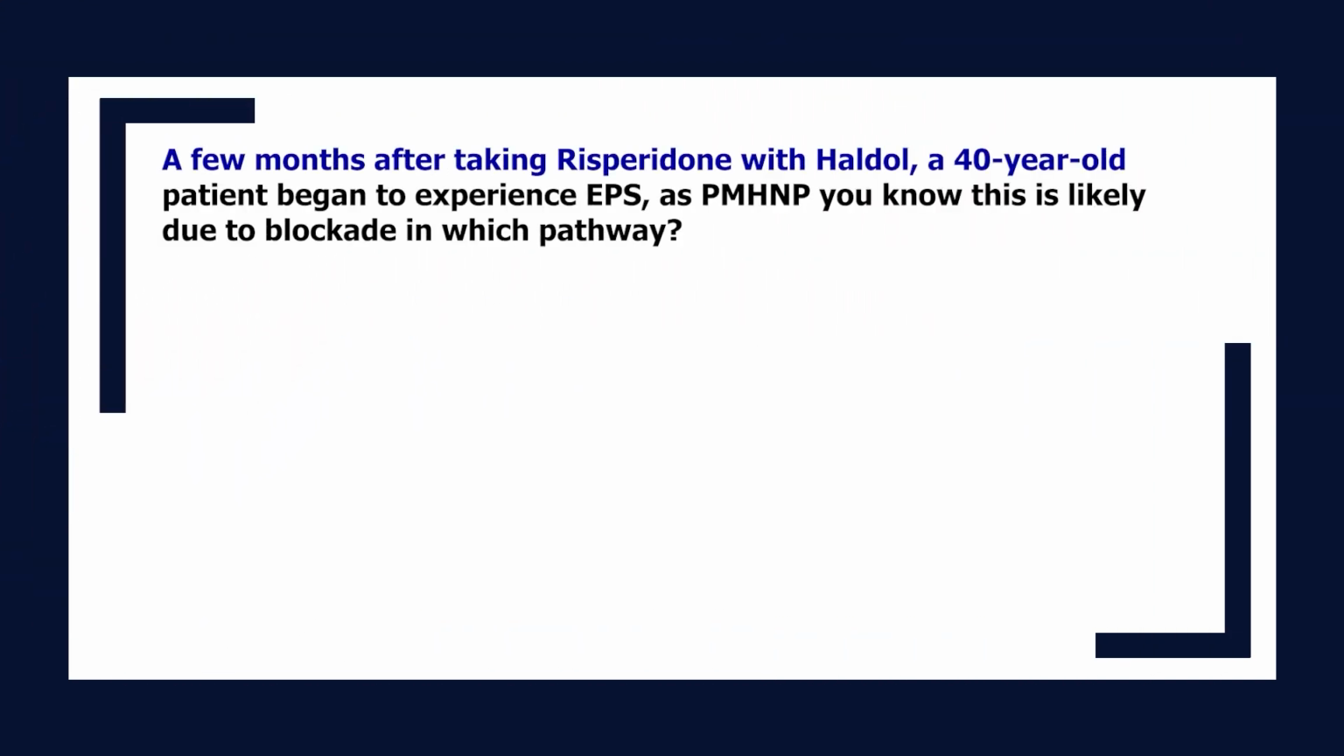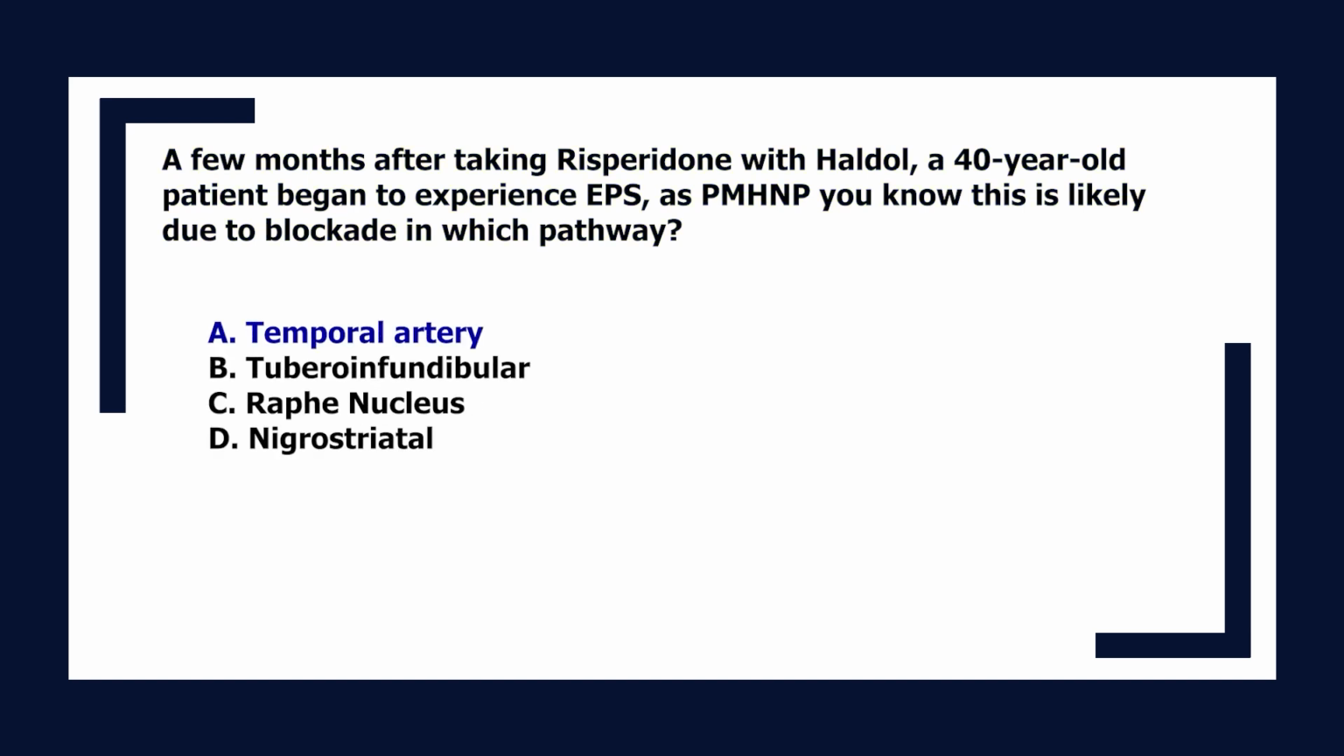A few months after taking risperidone with Haldol, a 40-year-old patient began to experience EPS. As PMHNP, you know this is likely due to blockade in which pathway? A. Temporal artery. B. Tuberoinfundibular. C. Raphe nucleus. D. Nigrostriatal. The answer is D. Nigrostriatal.